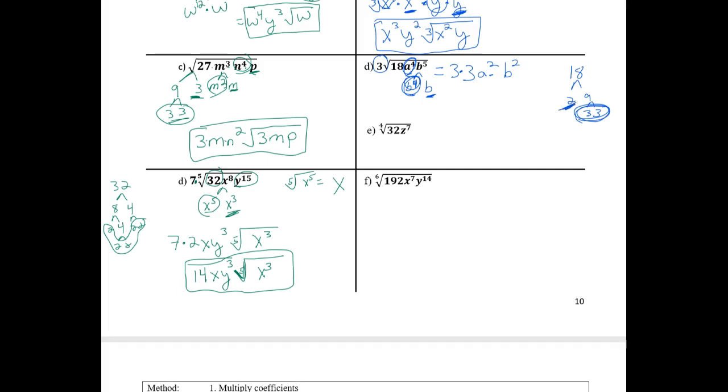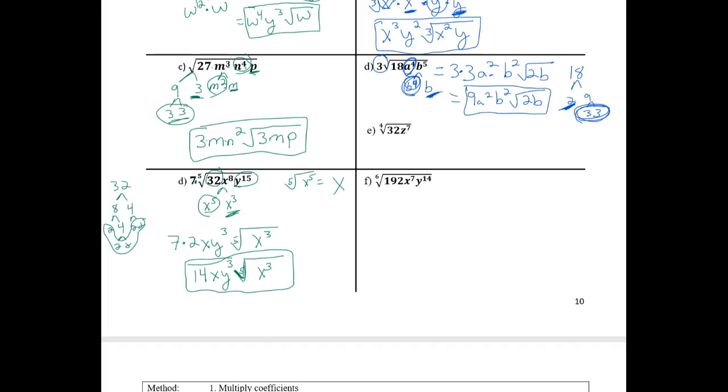I have a 2 and a b left underneath the radical. We take one last step and multiply everything we can. 3 times 3 is 9. A squared b squared square root of 2b. And that's as far as we can go.